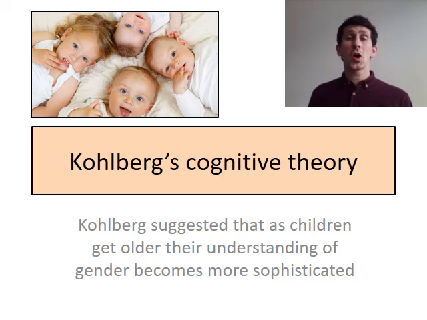This video is going to focus on Kohlberg's cognitive theory of gender development. Kohlberg stated that as children get older, their understanding of gender starts to become more sophisticated. And it's a really nice essay to get because it's a stage theory. So there's 3 set stages you've got to discuss, and then the AO3 can evaluate each of those different stages.